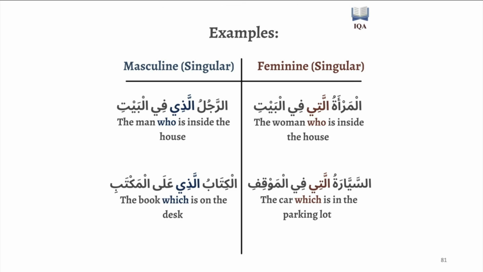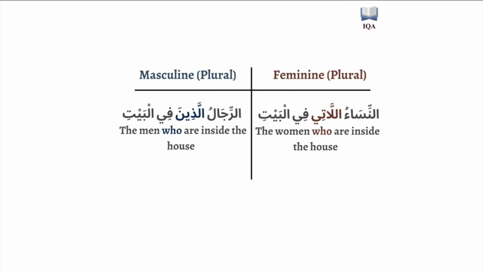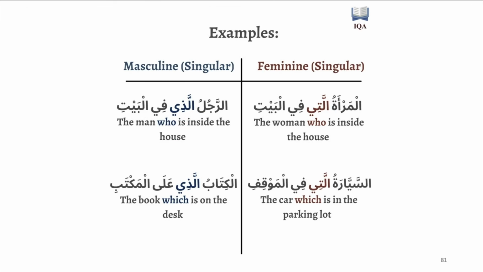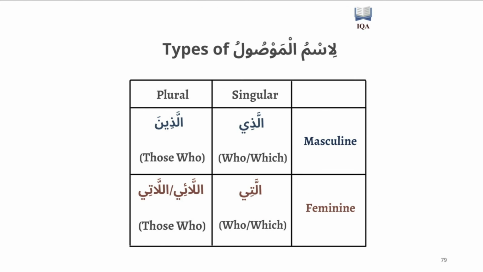Let's go on to the plurals. The masculine plural is الذين, but as I said, there's no direct equivalent to this in English, since we use who for both singular and plural. But in Arabic it would be like this: الرجال الذين في البيت. The men الذين, because the men here is plural, the men who are inside the house. The feminine version, اللاتي or اللائي, either is fine: النساء اللاتي في البيت, the women who are inside the house. That is the relative pronoun in a very brief sense, and how it functions and its different types.